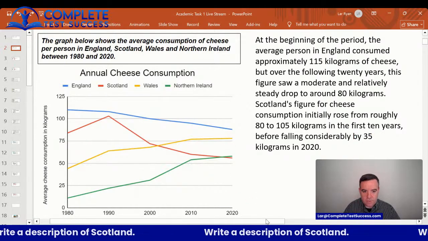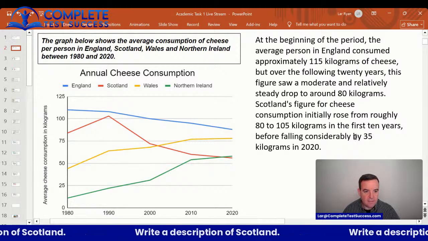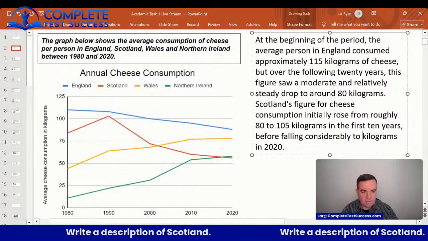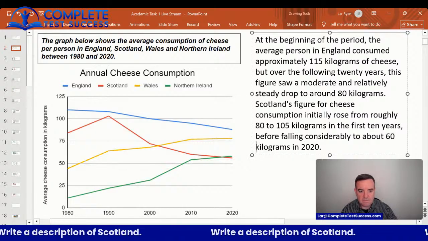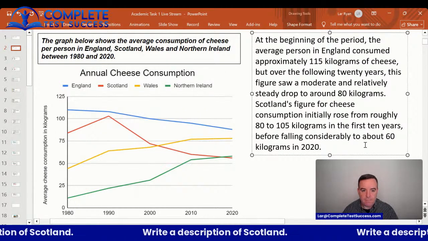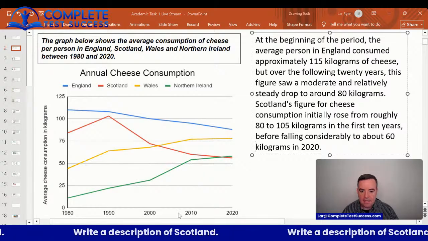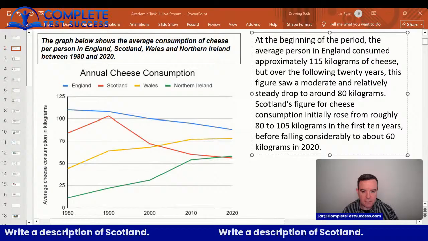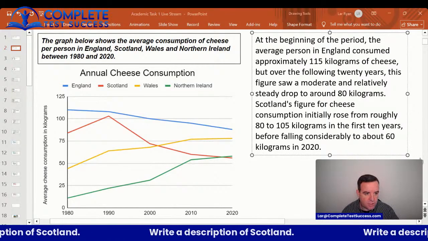We don't have to do math. There's no reason for us to do the math to figure out what we want to say. Let's just say it fell to, I don't know, like about 60 kilograms in 2020. Okay, so instead of trying to use math and forcing ourselves to make mistakes, let's just say what the data is. Let's make it easier for ourselves. Okay, so that's our first body paragraph finished.